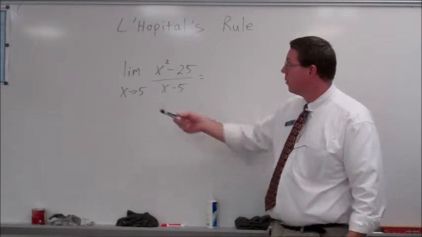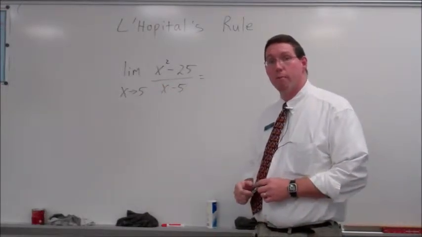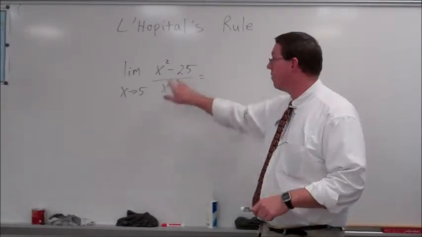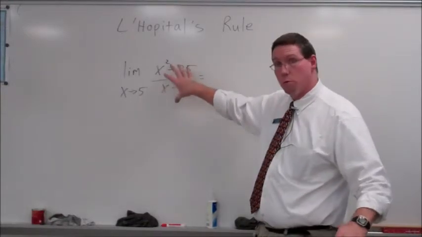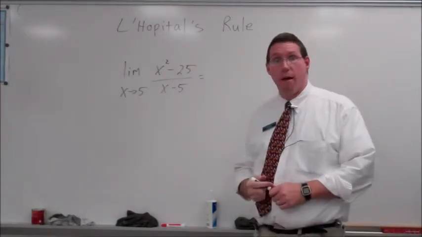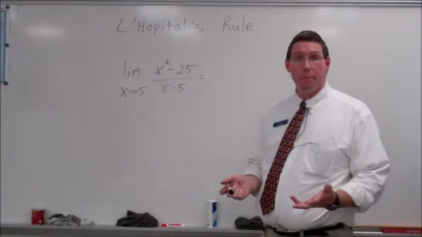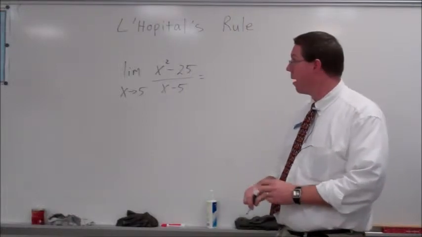L'Hopital's rule says that if you have a limit that when you substitute gives you an indeterminate form, you can solve this limit simply by taking the derivative of the top, just the derivative of the top, not the quotient rule. You just do the derivative of the top over the derivative of the bottom, and then substitute for the limit. And here's what I mean.